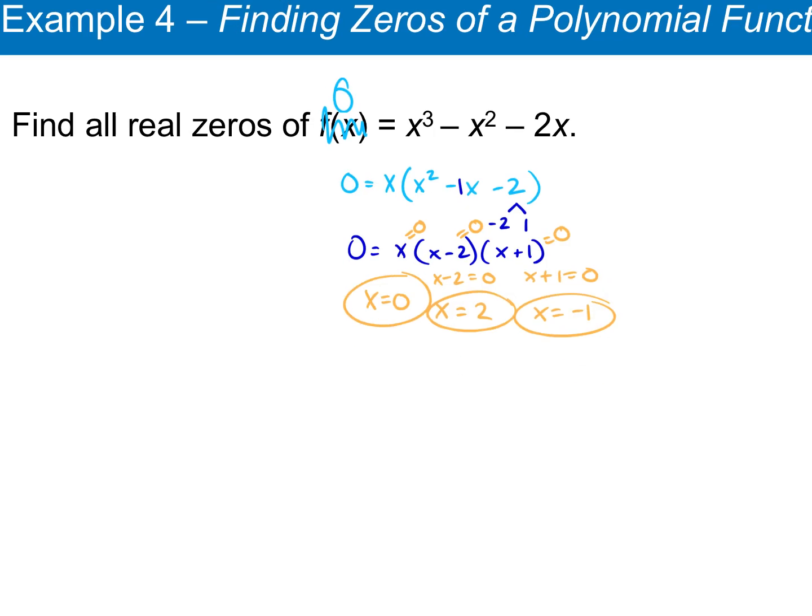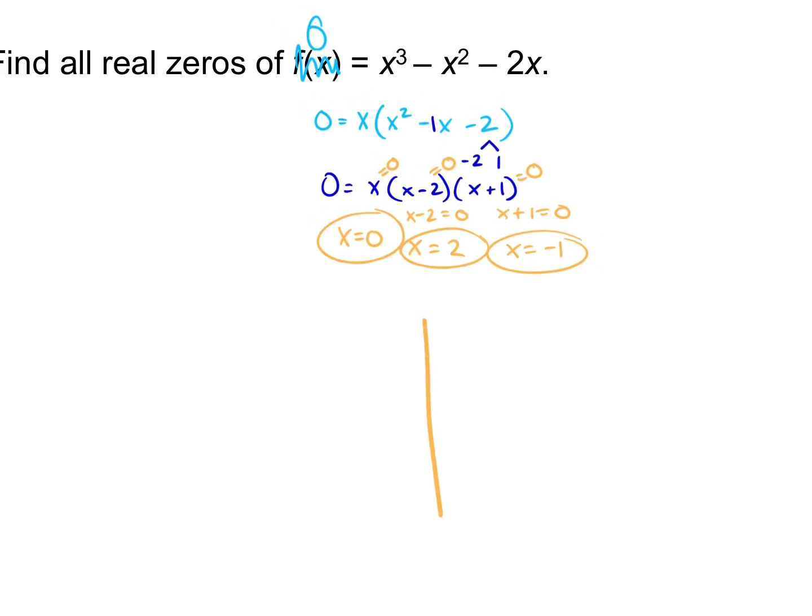If we were to put this on a graph, our x-intercepts would be at 0, 2, and -1. Let's just go ahead and graph it for fun. Let's do the rest of it. So to figure out where our graph goes, we know where we cross the x-axis, but we need to figure out the lines in between them. We need to connect the dots.